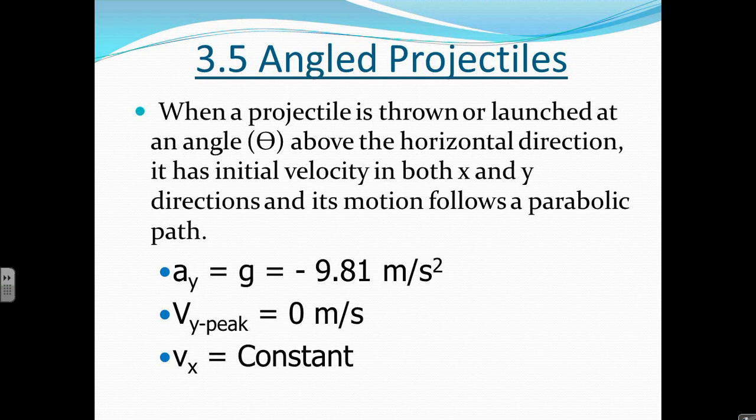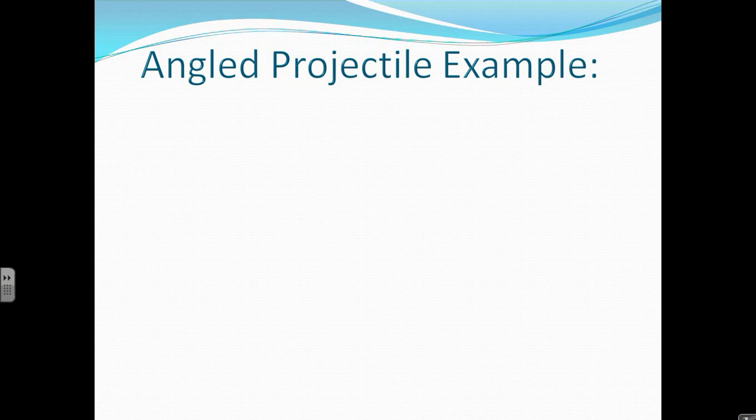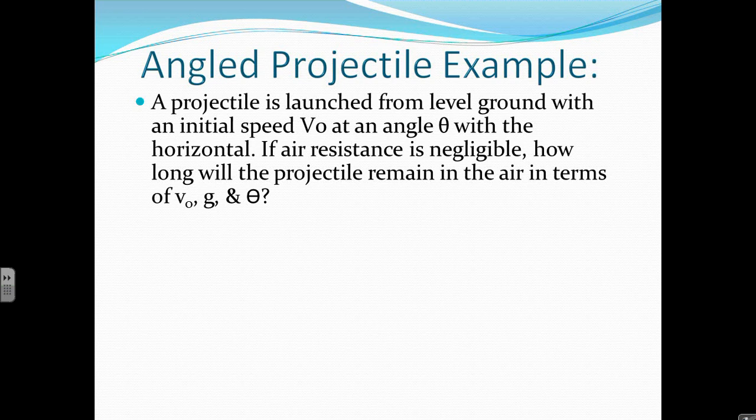This is a different type of problem, but an APC type problem that you'll see on an exam. It says that a projectile is launched from level ground with an initial velocity v sub 0. It has an angle theta with the horizontal. Now if air resistance is negligible, how long will the projectile remain in the air in terms of v sub 0 or initial velocity, acceleration due to gravity, and the angle above the horizontal it is launched at, theta?